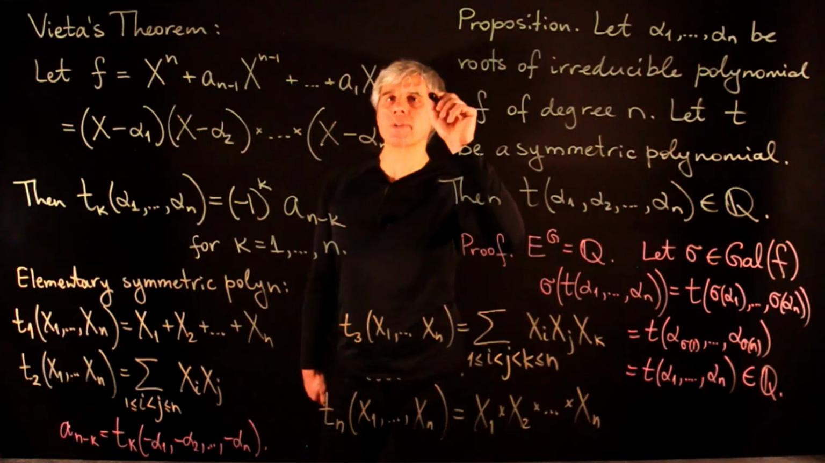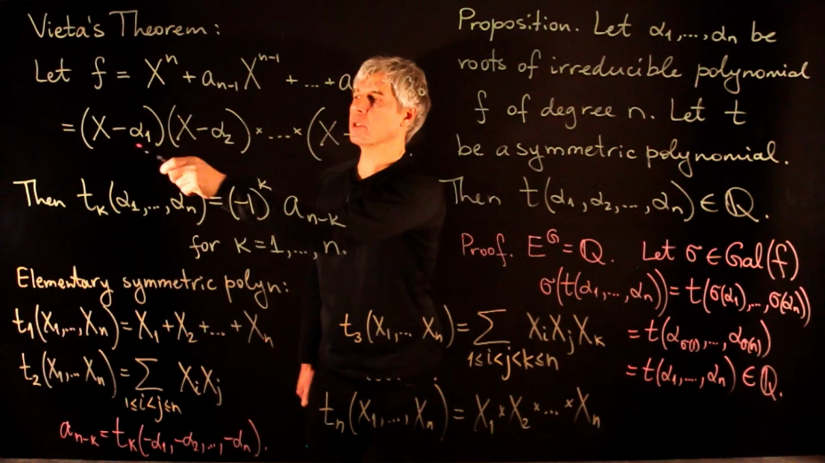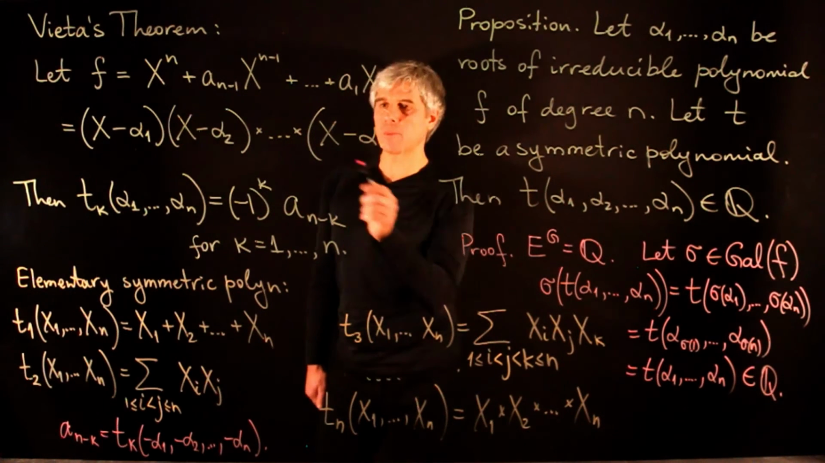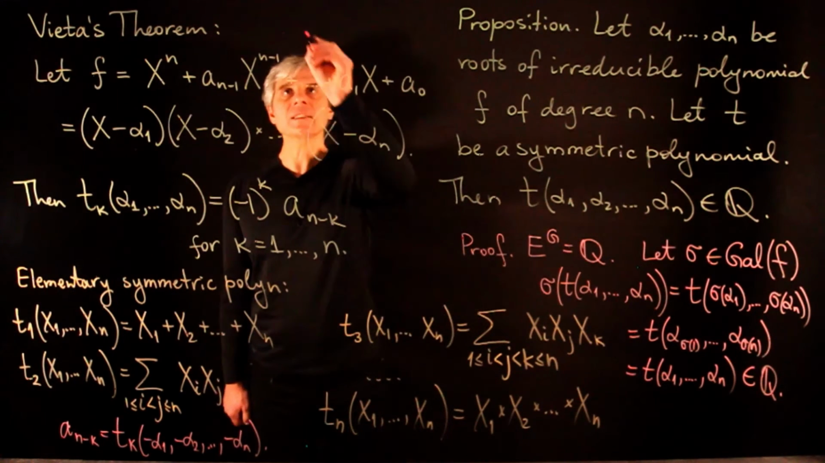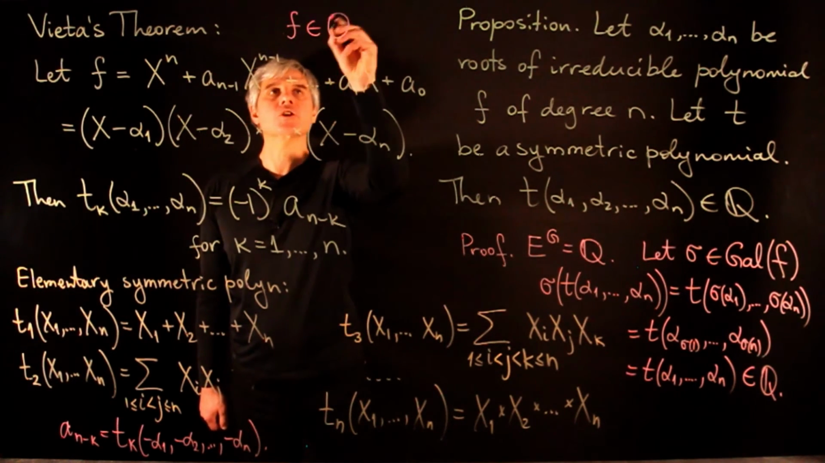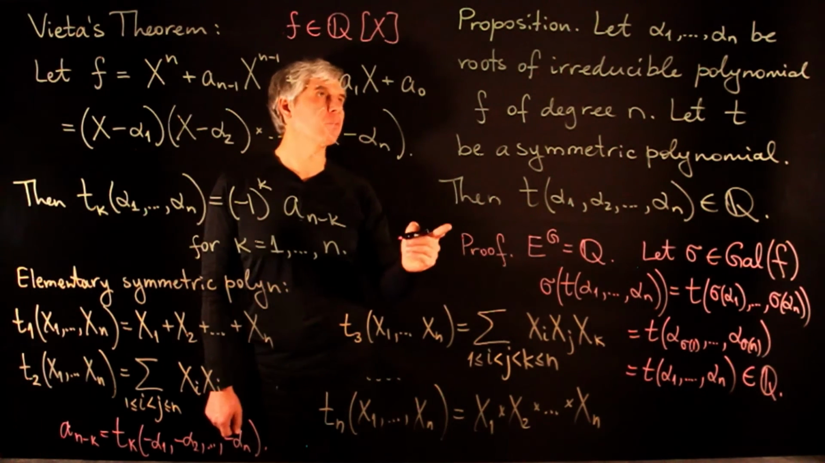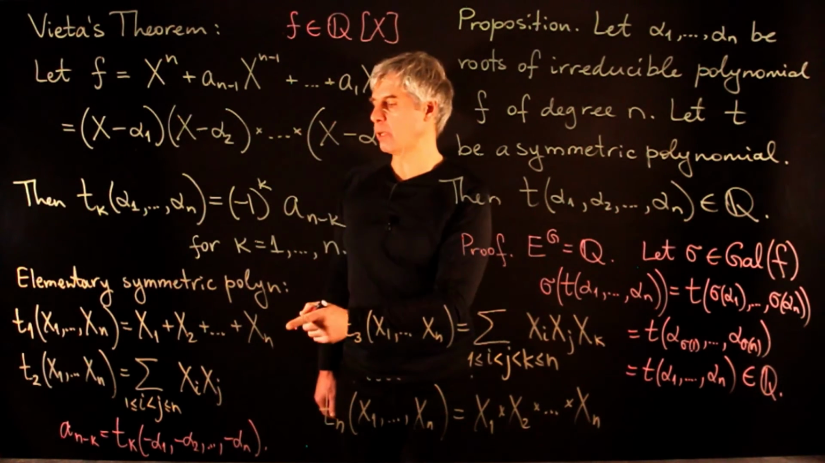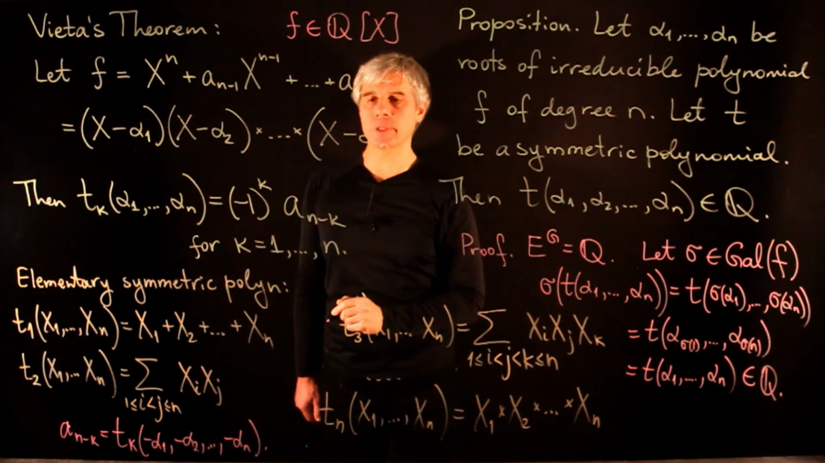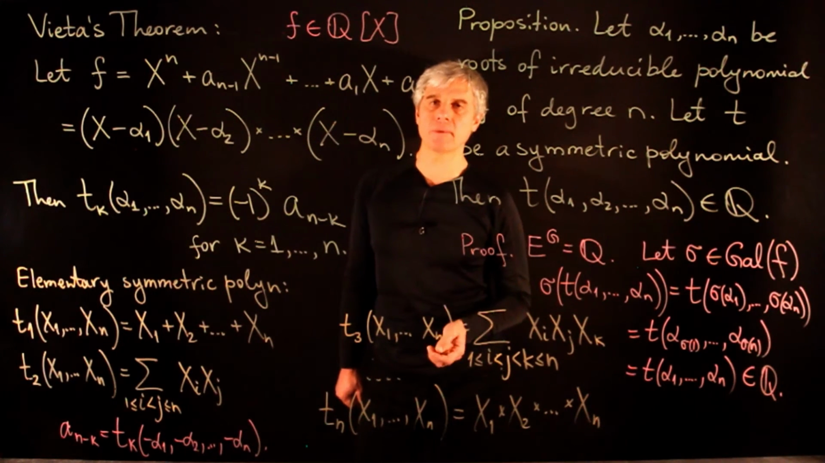The constant term of this polynomial, a_0, is equal to (-1)^n times the product of the roots of this polynomial. And the product of the roots is given by the elementary symmetric function t_n. Since our polynomial has coefficients in Q, this Vieta's theorem agrees with our proposition. We get that the values of elementary symmetric polynomials are rational numbers. The set of symmetric polynomials forms a ring because the sum and the product of symmetric polynomials is symmetric.